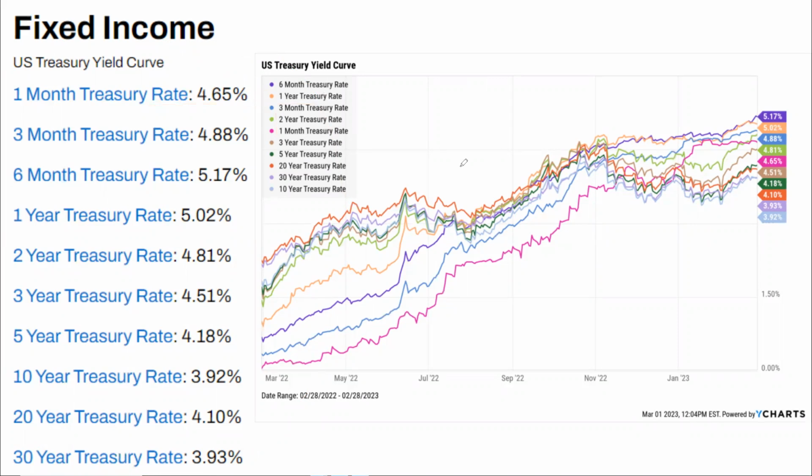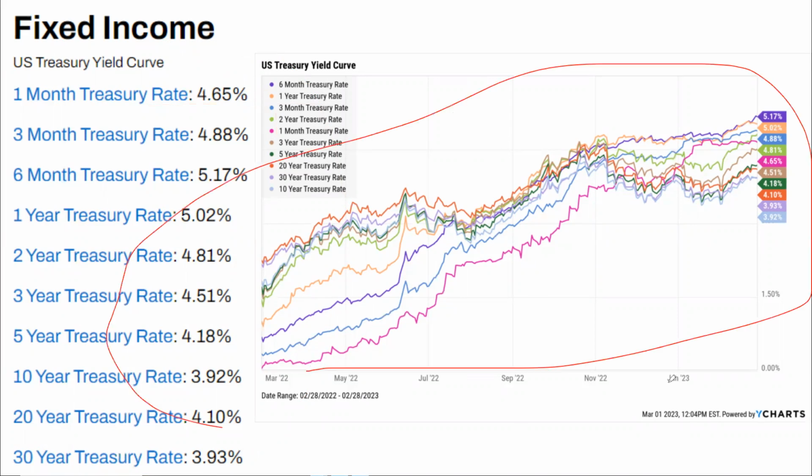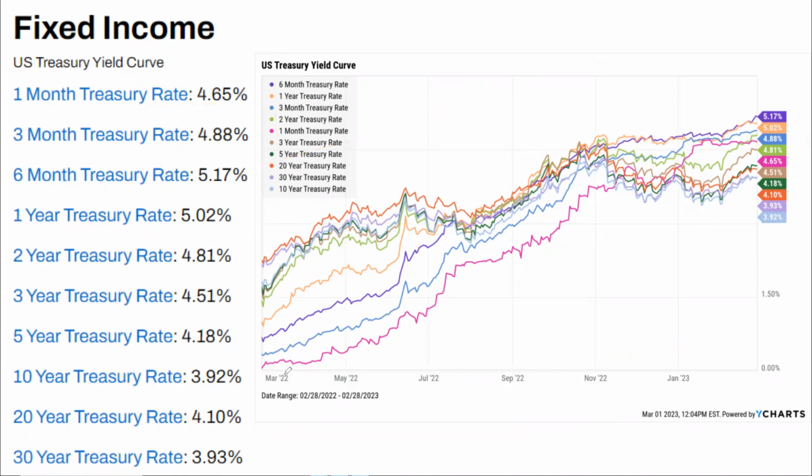But what I want to show you guys is just the year. This is basically the past year, February of 2022 to February of 2023. We can see that the treasury rates have increased at a very dramatic pace, and that's part of the reason why TLT has been hurting so much.